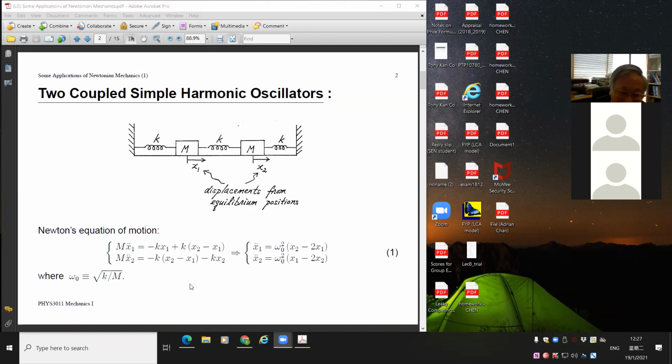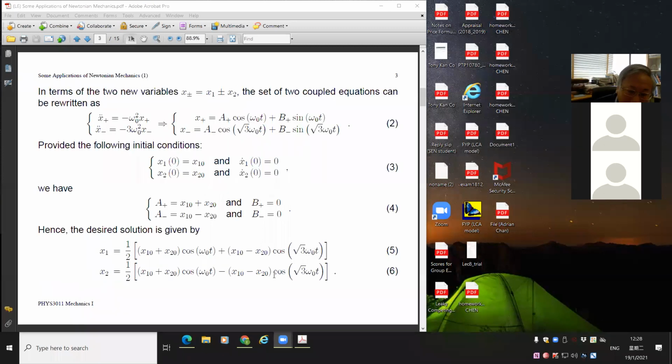And then we introduce the natural frequency parameter omega naught, which is equal to the square root of k over m. So we have two equations. Now this is a set of two coupled second order ordinary differential equations. We have to solve these two equations. How do we do that?